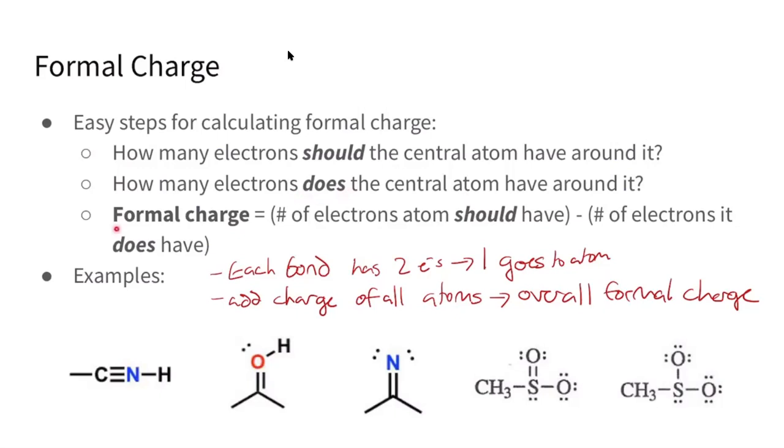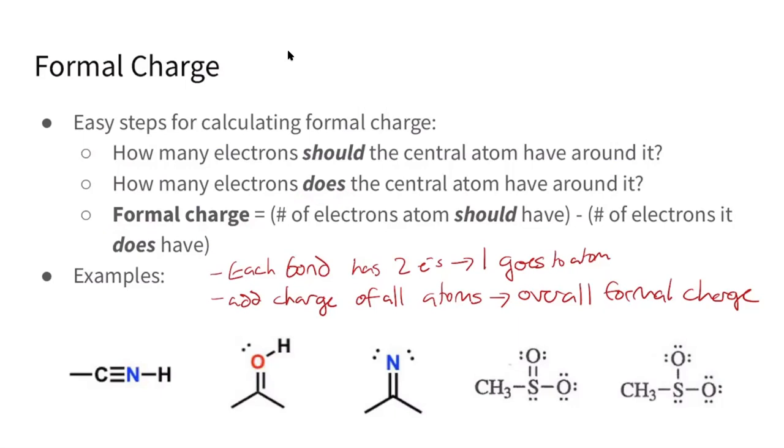And then to calculate the formal charge, you take the number of electrons the atom should have, and you subtract the number it does have from that number. And then I just wrote up some brief reminders to keep in mind. Each bond has 2 electrons, and 1 goes to each atom.